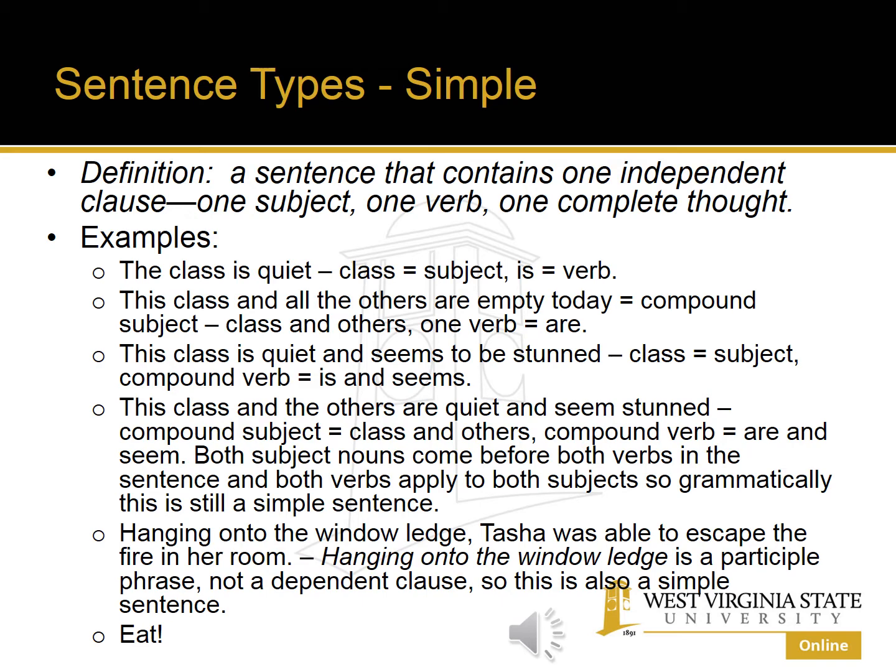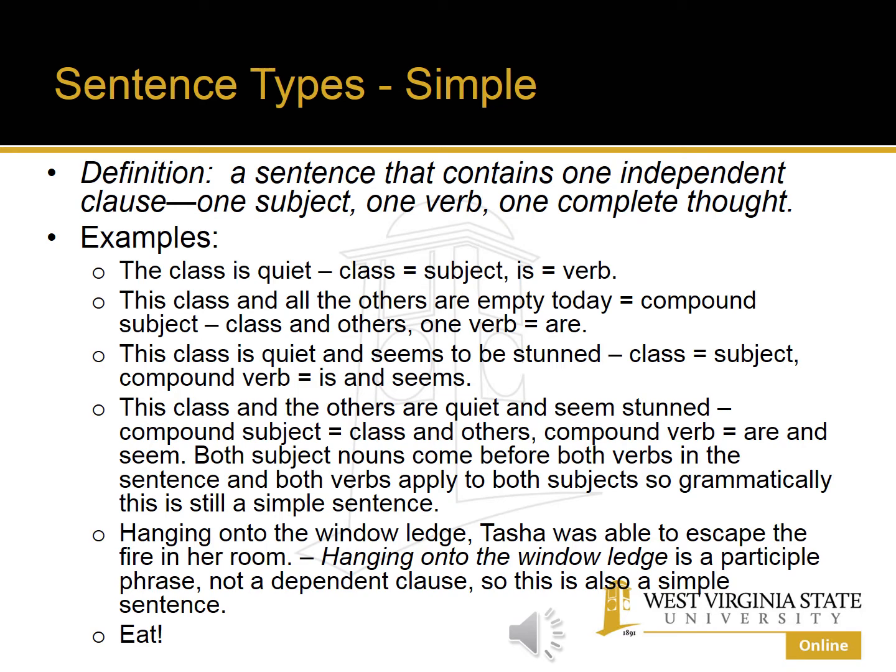If this sentence were written differently, this class is quiet and the others seem stunned, then that would be a compound sentence, two independent clauses. But that means something different. This class is quiet and the others are stunned. That means one class is quiet and the others are stunned. But when I say this class and the others are quiet and stunned, that means that both classes are quiet, or all of the classes are quiet, and all of the classes are stunned. So grammatically, this is a simple sentence.